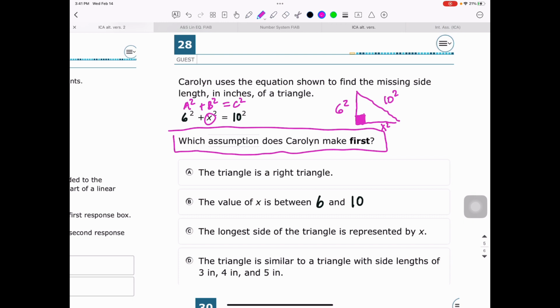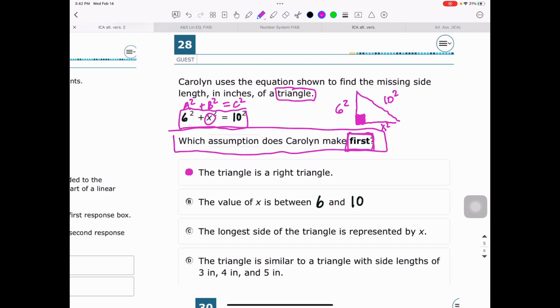So the very first, if I give you this problem, you're assuming that it's a right triangle, because if it's not a right triangle, we can't even begin to use this formula. They're not even saying do the math or anything like that. They're saying before you even do this problem, what do you have to assume first? So she says Carolyn uses the equation to find the missing side of a triangle. Well, we're assuming that if she uses that equation, it's a right triangle. So that's kind of a tricky question.